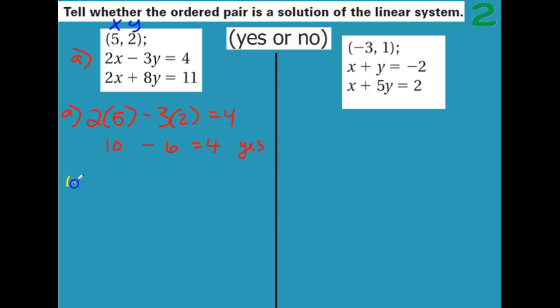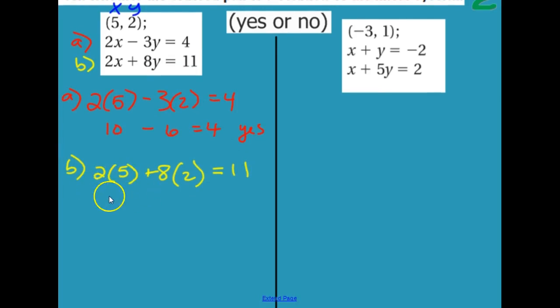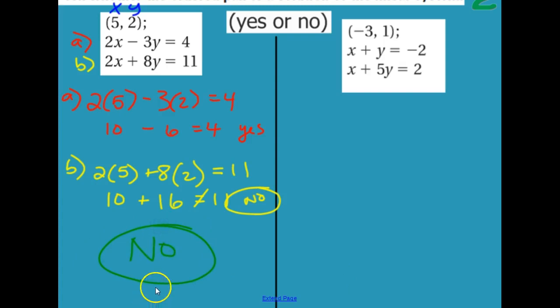But we need to test line B as well. So it says 2 times x, which is 5, plus 8 times y, and y is 2. We need to see if that equals 11. So 2 times 5 is 10. 8 times 2 is 16. Is that going to equal 11? Well, no, that's not going to work. So overall, our answer would be no, it is not a solution because it's on one line, but not on the other. So let's try our second point.